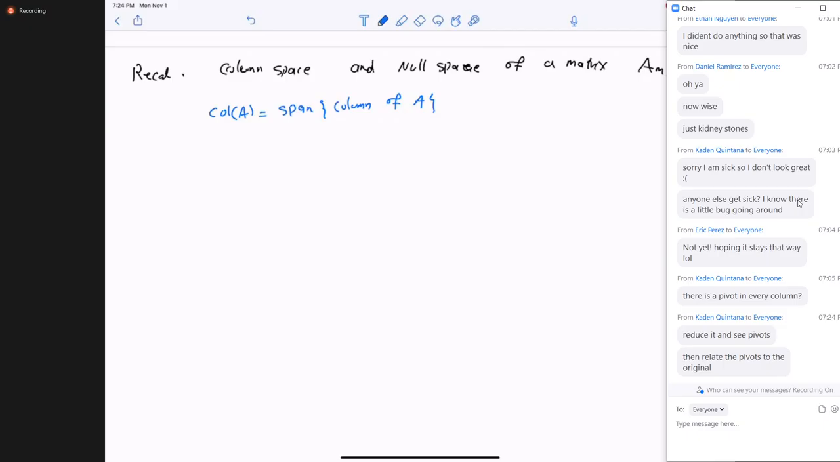So the column space of A is the space spanned by the pivot columns in A. To find it, we need to find the row echelon form of the matrix, and then find the pivot columns. The span of those is the column space. The other thing that we had is the null space, all right?